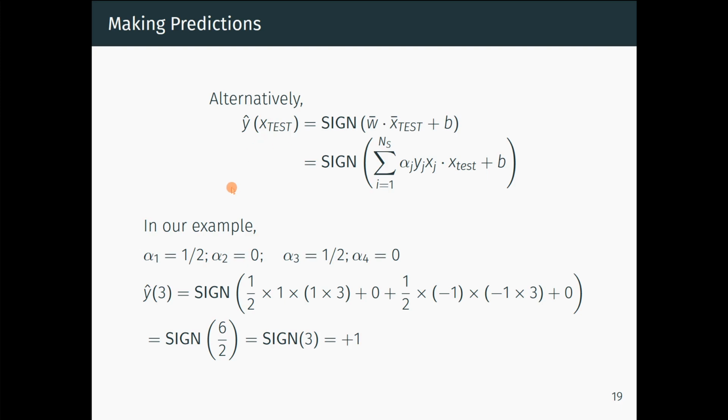So thus y hat of 3 could be written as sign of alpha 1 into y1 into x1 dot x test, so half into 1 into 1 into 3, plus half into yj for the other support vector, with x equal to -1 and y equal to -1. So for that we had alpha equal to half, yj equal to -1, and the dot product between -1 and 3, and this entire calculation comes out to be the sign of 6 over 2, or sign of 3, which is +1. So using both the primal and the dual formulation, we can make the same prediction.